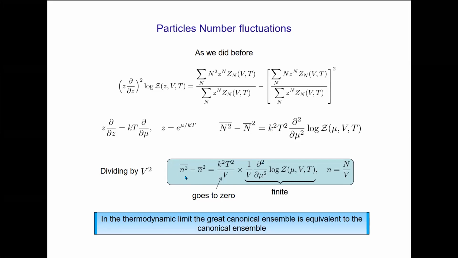So in the thermodynamic limit, the variance of the density goes to 0 very fast. As a result, the distribution is very sharply peaked near the average number of particles. So in the thermodynamic limit, the grand canonical ensemble is equivalent to the canonical ensemble.